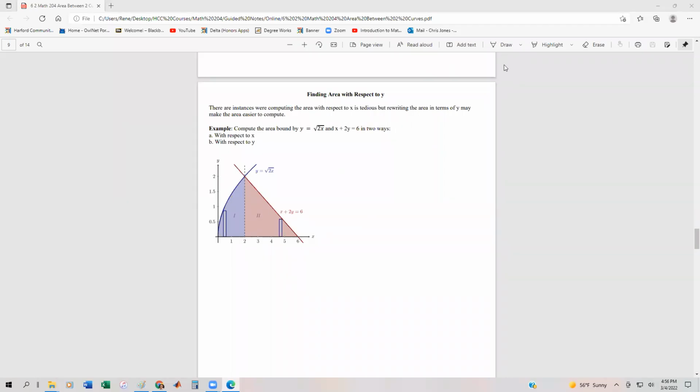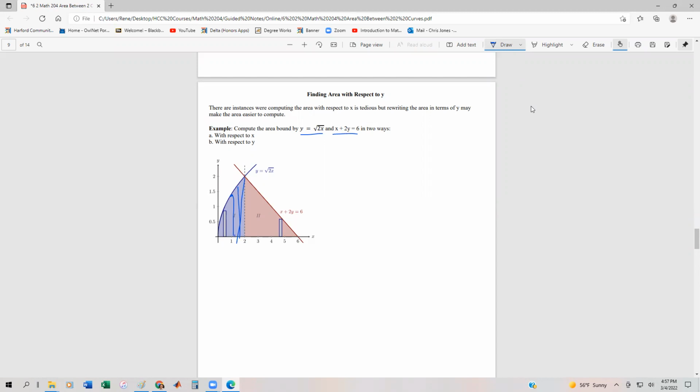In all the examples that we've looked at thus far with finding the area between two curves, we've always done the integral with respect to x. In other words, we took top function minus bottom function, right? We went up and down. But you guys can clearly see in this example that we have right here, where we're going to try to compute the area bound by these two functions, that there's a split.